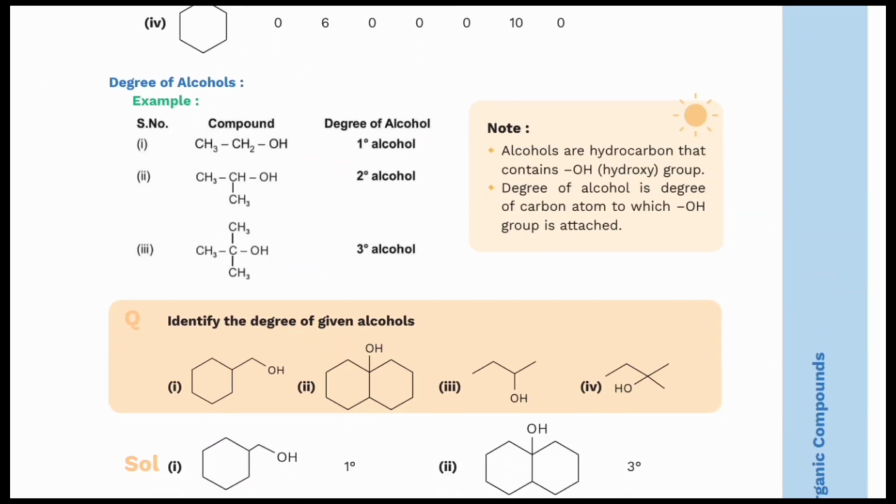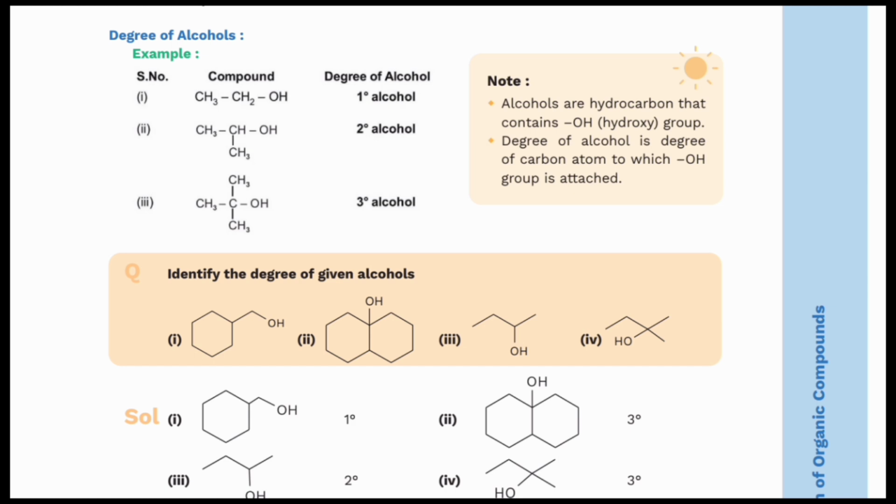Okay, degree of alcohols, how will we see the degree of alcohols? Alcohols are hydrocarbons that contain an OH group. Okay, one OH group is present in alcohols. The degree of an alcohol is the degree of the carbon to which OH is attached. Like if the carbon is primary and the OH group is attached to that primary carbon, then it will be a primary alcohol. You can see here, this is a primary carbon and OH is attached to this carbon, so this is primary.